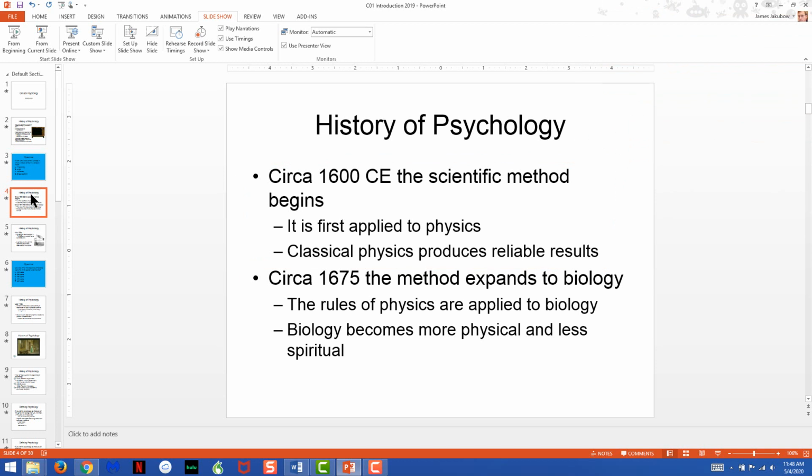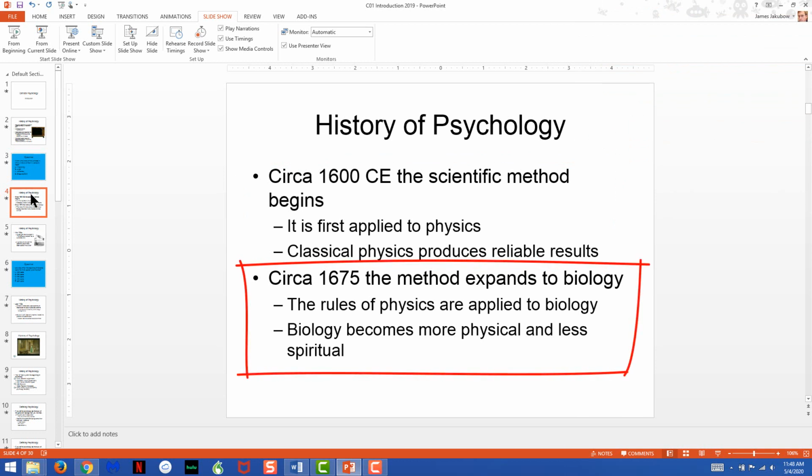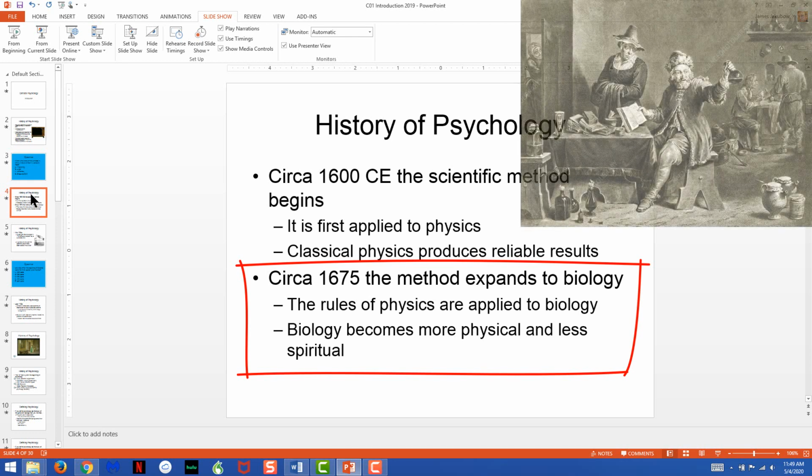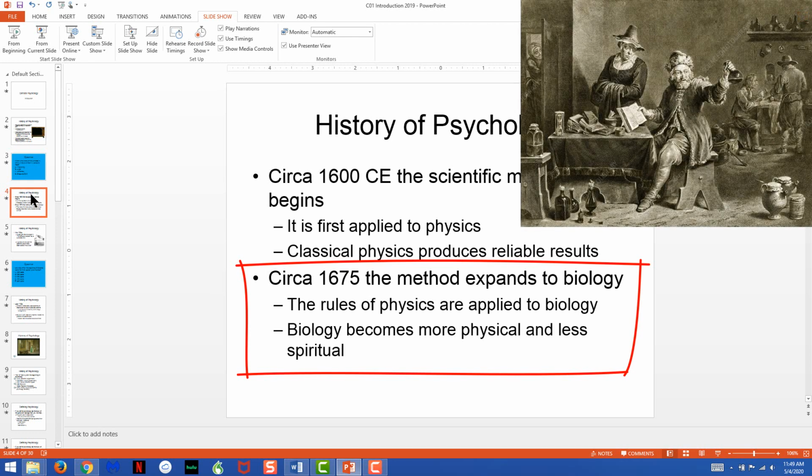After about 75 years of work using the scientific method on classical physics, the physicists begin to realize that they can take the databases that they've generated and start applying them for the betterment of humankind. And that largely begins the development of experimental biology.